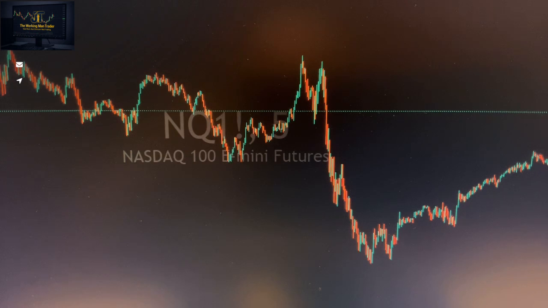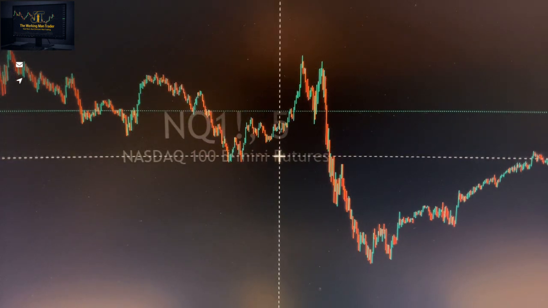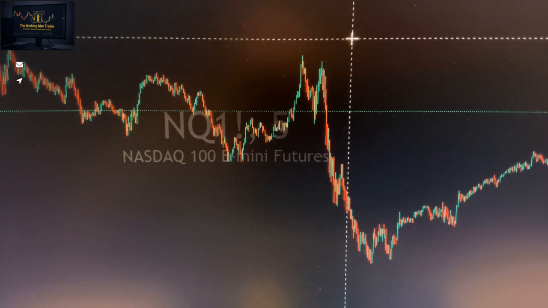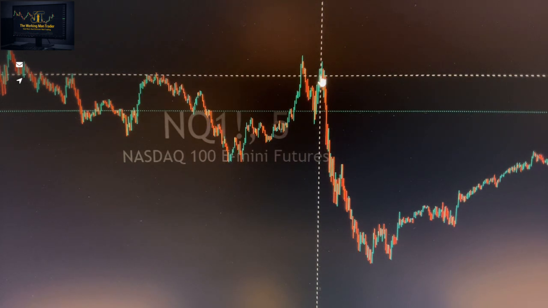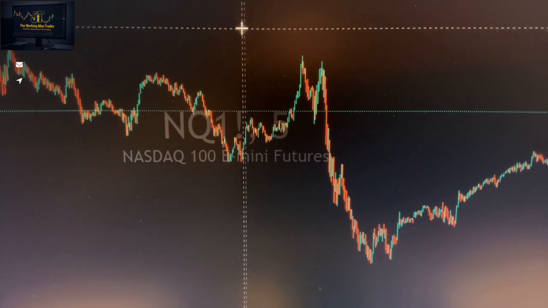The market only does a few things. It grabs liquidity, it shows structure, you see here, it pulls back, it expands, and then continues. If you can read those phases, you can trade. You don't need 20 indicators or a bunch of fancy tools.